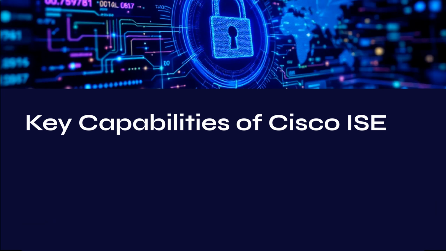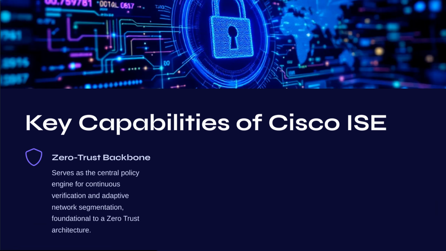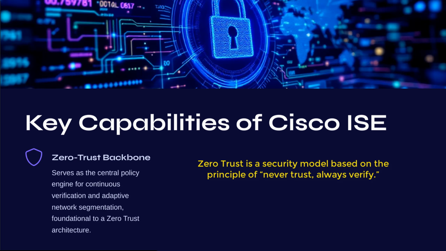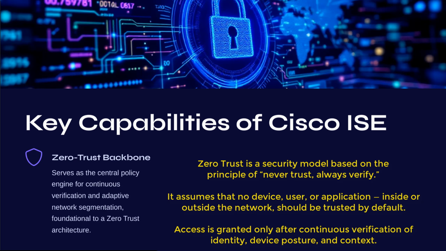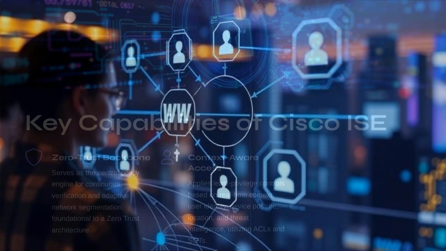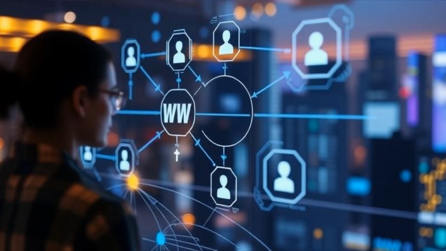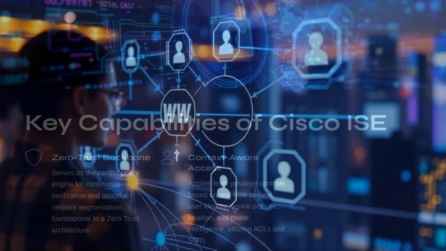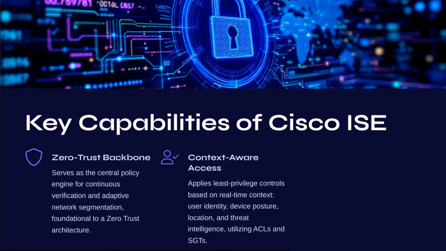Now let's take a look at some key capabilities of Cisco ISE. So Zero Trust Backbone. These are very high level, by the way. We'll break it down further in the next few slides. Zero Trust Backbone. It serves as a central policy engine for continuous verification and adaptive network segmentation, foundational to a zero trust architecture. And then there's the context-aware access, which applies least privilege controls based on real-time context, user identity, device posture, location and threat intelligence utilizing ACLs and SGTs.